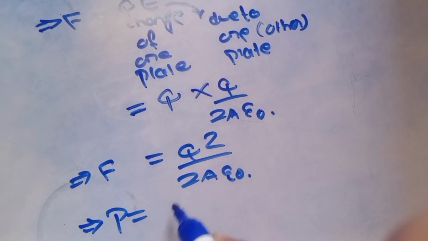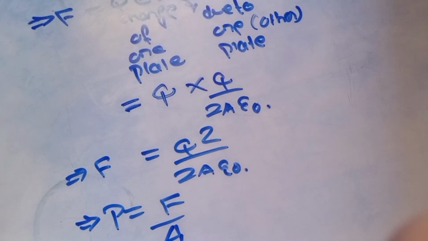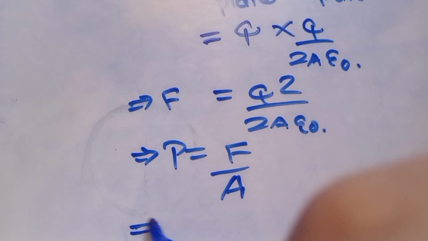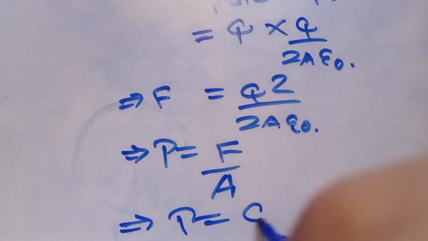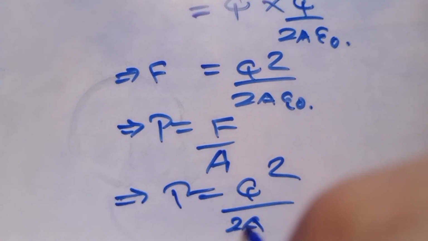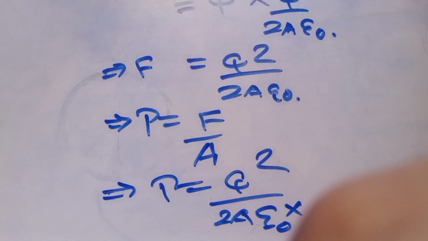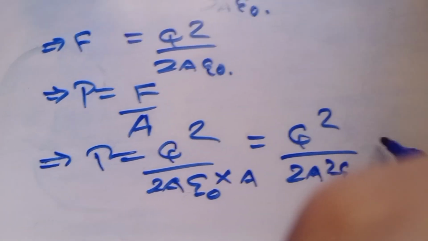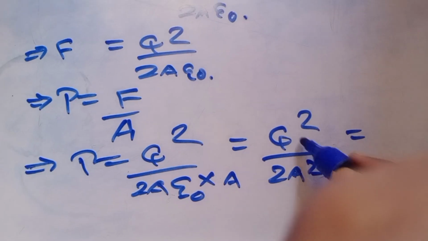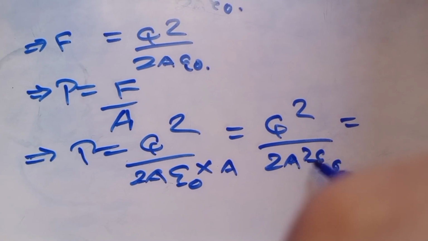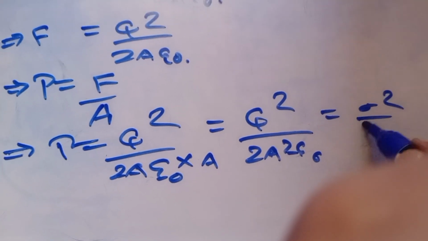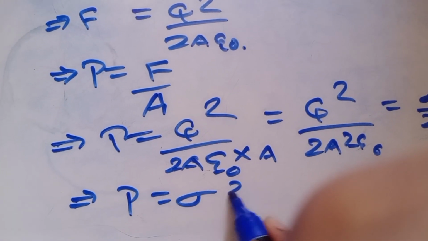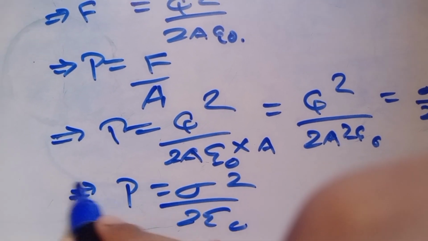And pressure equal to force per unit area. Pressure equal to force, which is Q square divided by 2A epsilon naught, and the area is A. So Q square divided by 2A square epsilon naught, and Q square divided by A square can be written as sigma square. So pressure equal to sigma square divided by 2 epsilon naught is the formula.